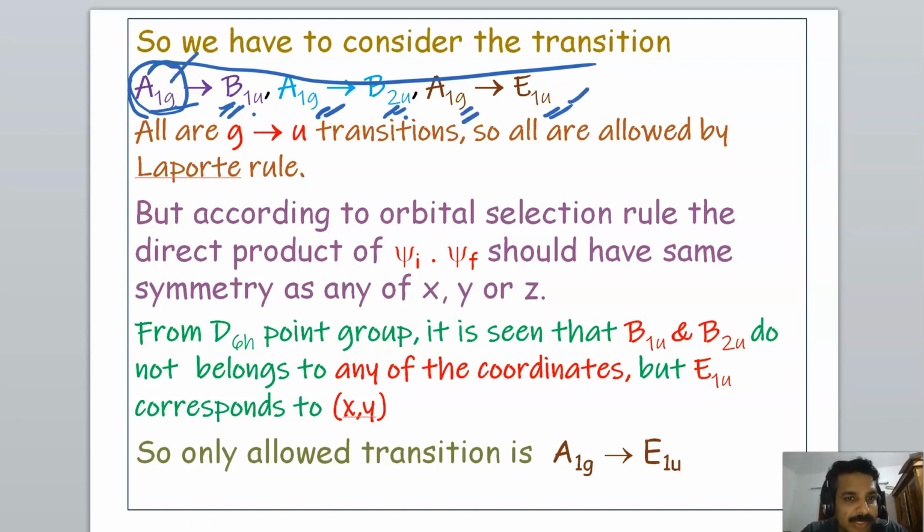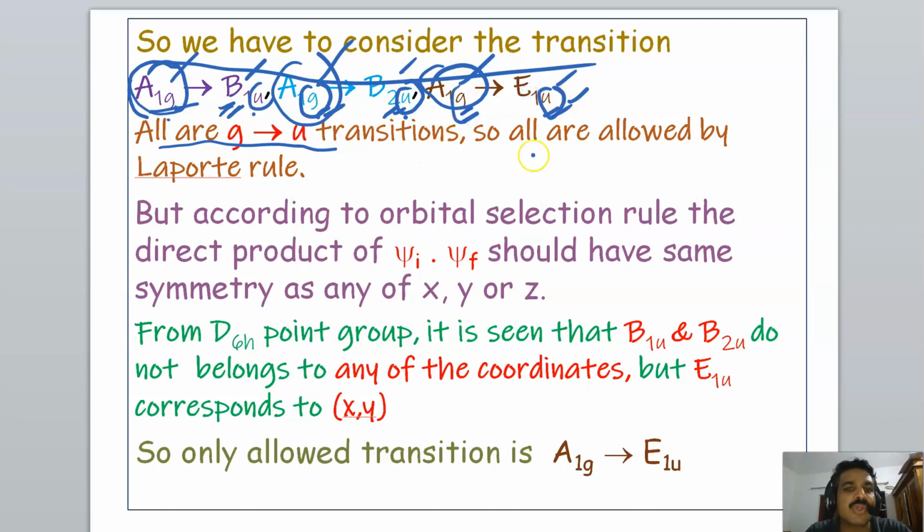Ground state is always A1G. We have calculated that the ground state is A1G because all the levels are fully occupied. Excited levels are B1U, B2U, E1U. And all these are G to U transitions: A1G to B1U, G to U. Here also A1G to B2U, G to U. Here also A1G to E1U, G to U transition.